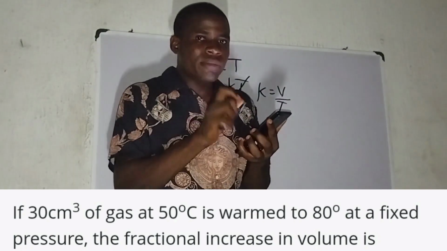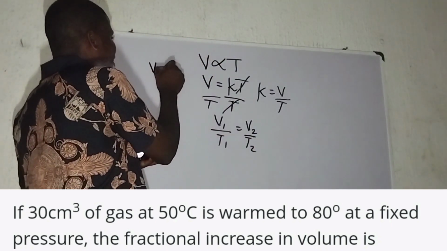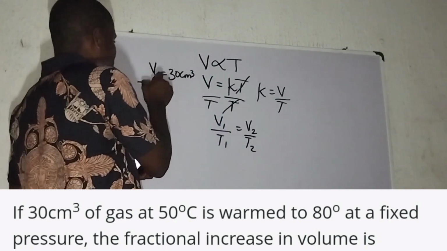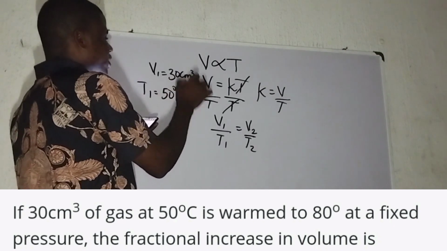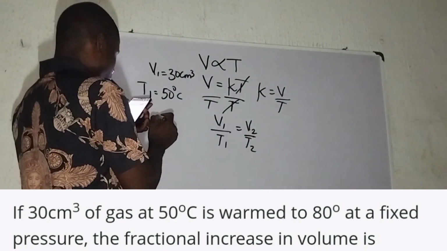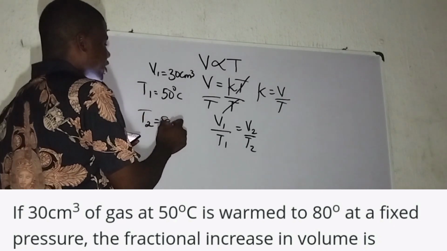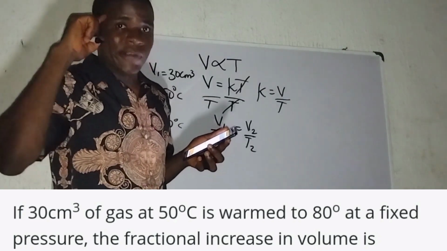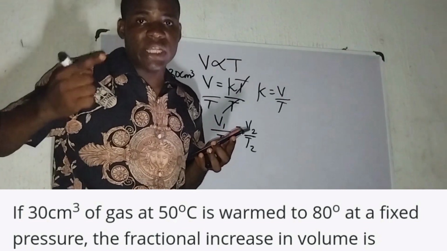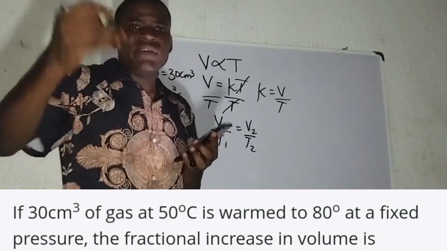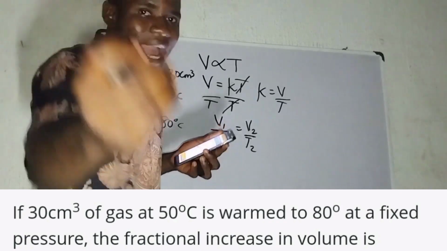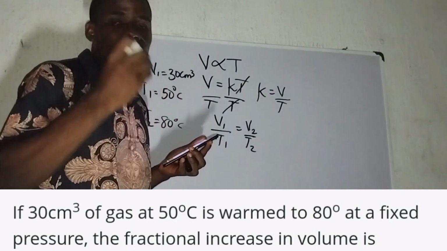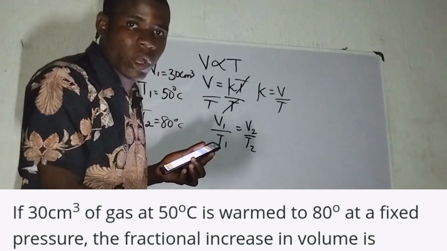If you look at that question very well, watch what happens. The first volume they gave us is V1, and that's 30 cm cube. The first temperature they gave us, T1, is 50 degrees centigrade. The second temperature they gave us, T2, is 80 degrees centigrade. Now, it makes sense for them to ask us what is the fractional increase in volume. There is an increase in volume. Why? If temperature is increasing, volume should also increase as well.